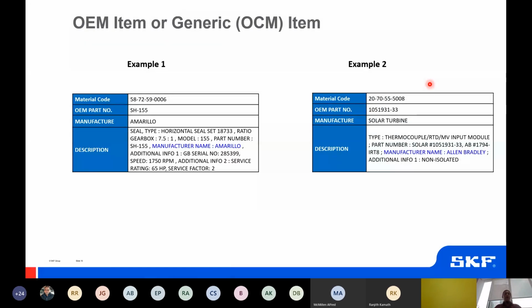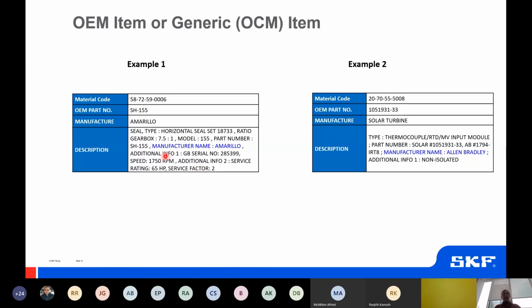So this is the area for the improvement from the OEM, the original equipment manufacturer item, to a generic original component manufacturer item, right? So for example, this is the seal. The equipment name is Amarillo. The second one is Solar Turbine. The item is thermocouple.